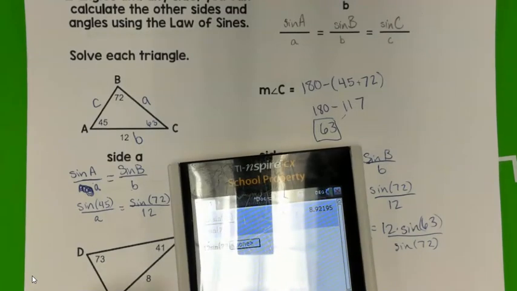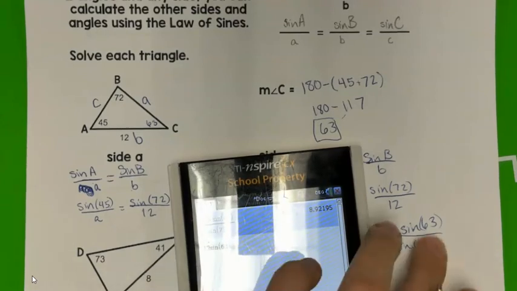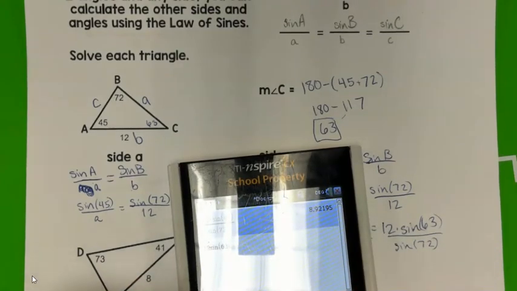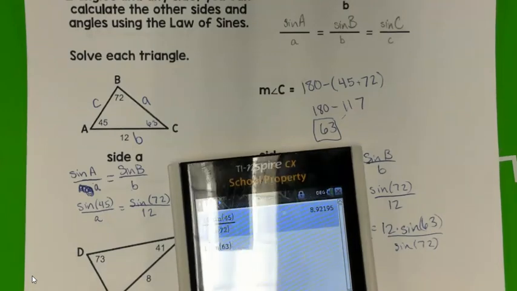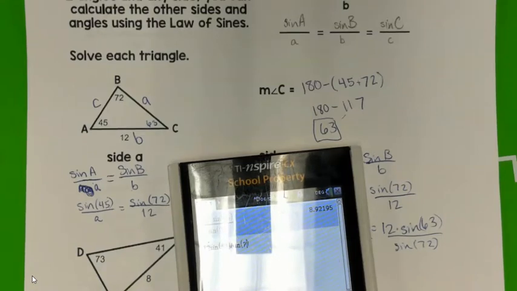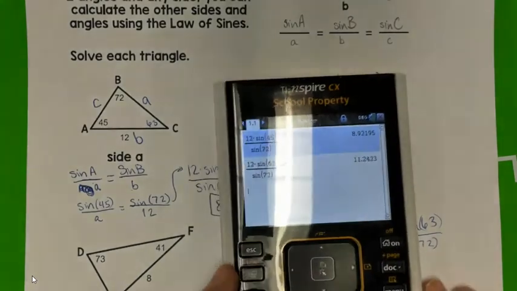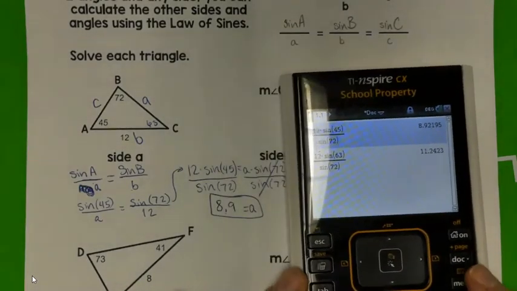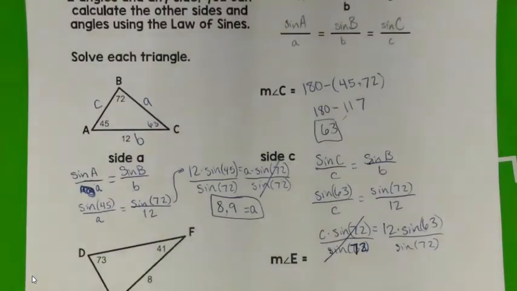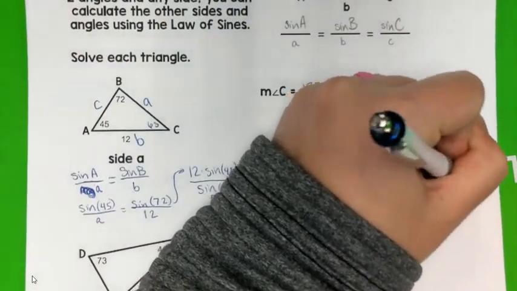I'm having the hardest time putting in the right numbers. 12 times sine of 63 divided by sine of 72. It'll look like that. Oh, I can't see that because of the glare. So 11.2. That is what our C equals.